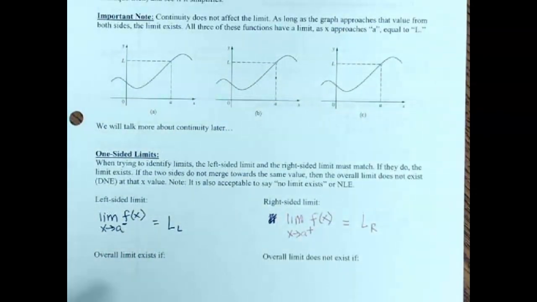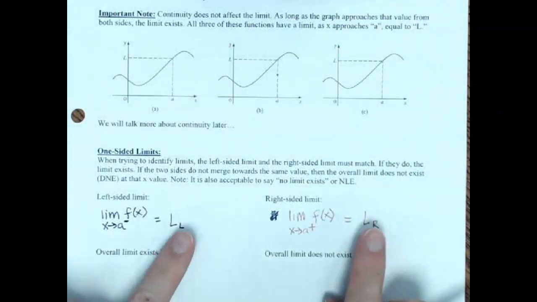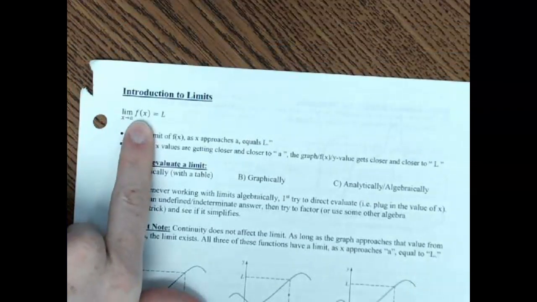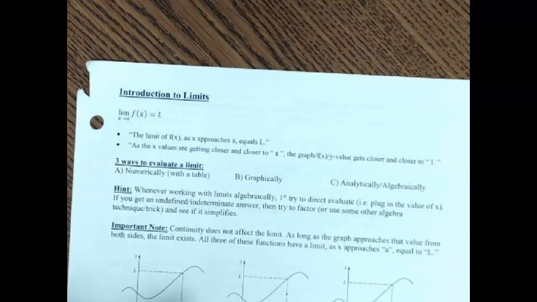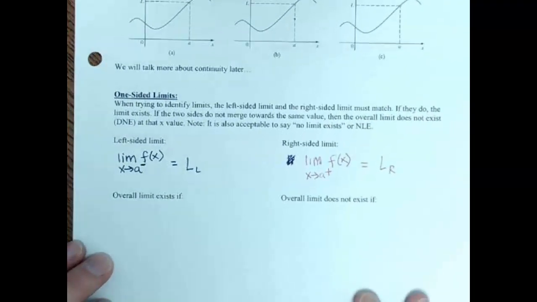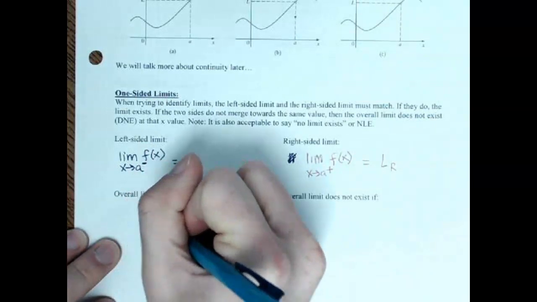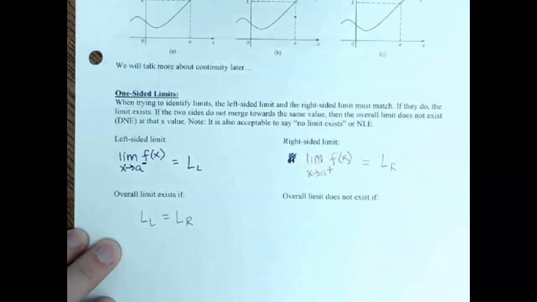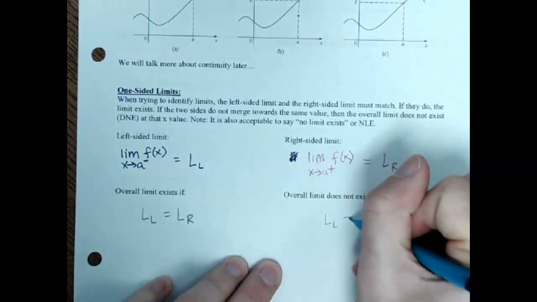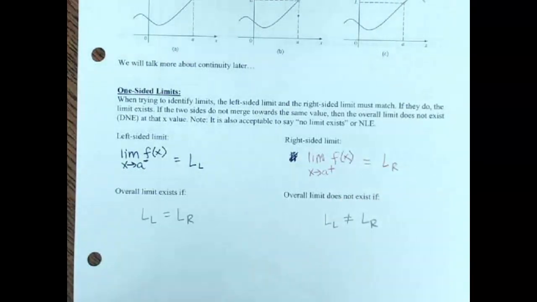Okay, so we have the limit from the left and the limit from the right. And then we have that overall limit exists. Remember, the overall limit notation looks like this, where there's no plus or minus. That means you really want to check both sides. That overall limit is only going to exist if the limit from the left equals the limit from the right. If those two things do not match, then the overall limit will not exist. So if the left side and the right side are two different numbers, then that overall limit is not going to exist, and you say does not exist.